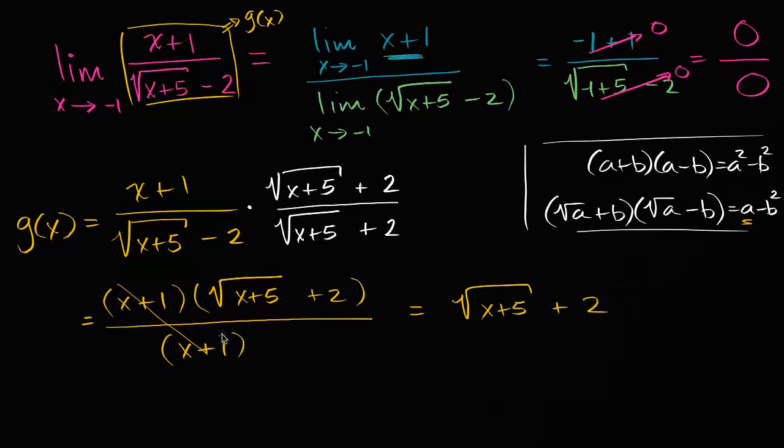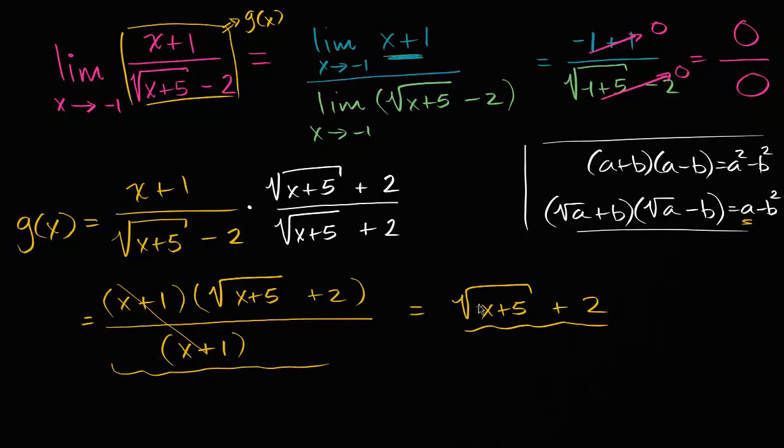Your spider senses would say, is this definitely the same thing as what we originally had before we canceled out the x plus 1s? And the answer is, the way I just wrote it, it is not the exact same thing. It is the exact same thing everywhere except at x equals negative 1. This thing right over here is defined at x equals negative 1. This thing right over here is not defined at x equals negative 1, and g of x was not. So g of x right over here, you don't get a good result when you try x equals negative 1.